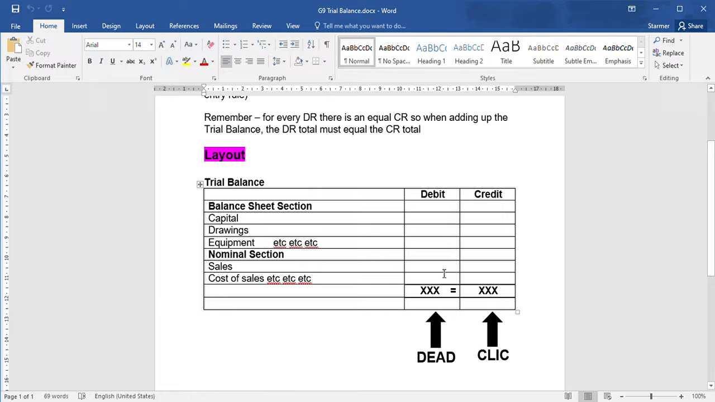When you add up, the total of the debit side will then equal the total of the credit side, meaning that you have checked that your double entry has been recorded correctly. As I said at the beginning, very short and sweet. If you get trial balance questions, you should be able to do very well in this section.